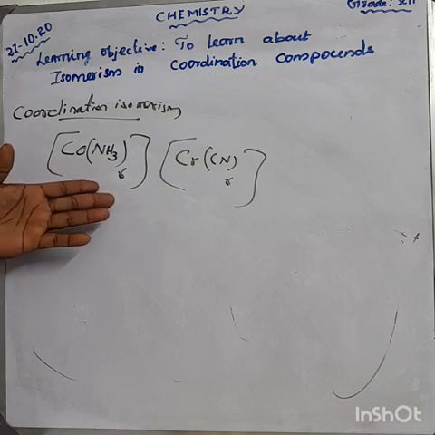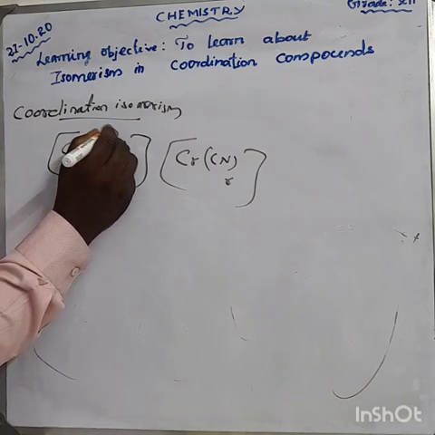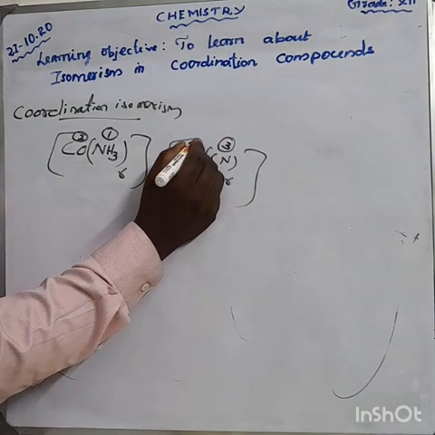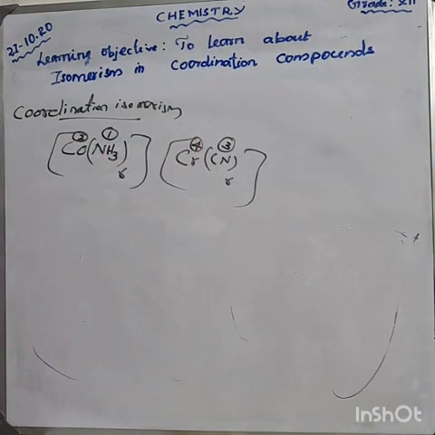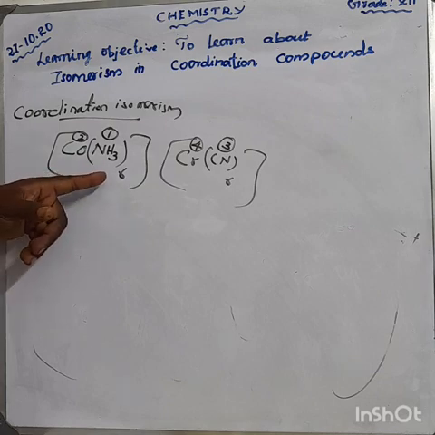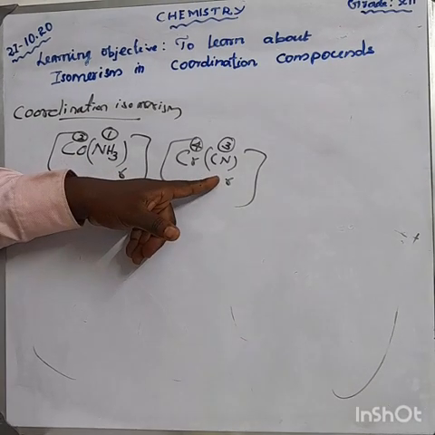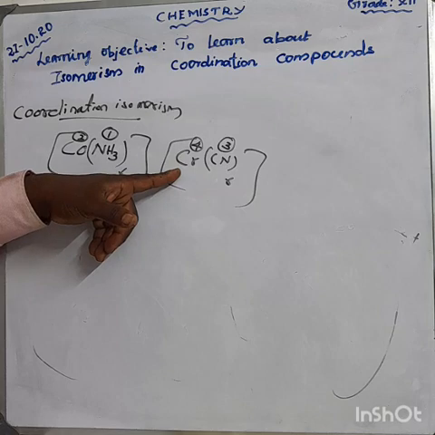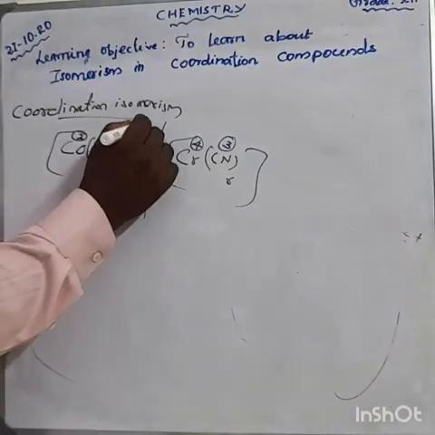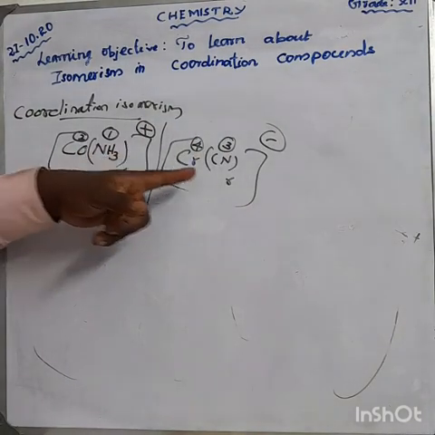Can we say the name? First priority goes to amine, second goes to cobalt, next to cyano, next goes to chromium. How much ammonia is there? Six ammonia can be written as hexaamine, cobalt(III), hexacyano, chromate(III). Because this is positive and this is negative. Am I right? Cationic complex, anionic complex.